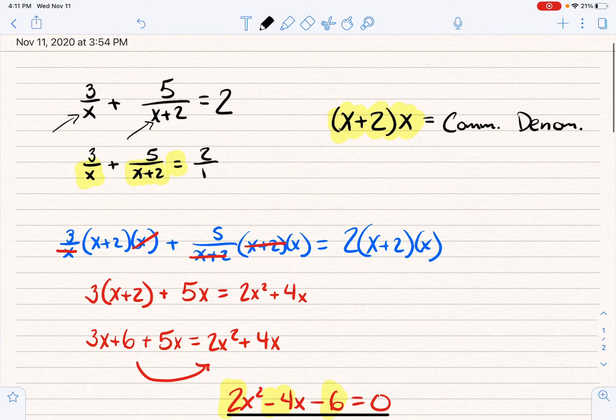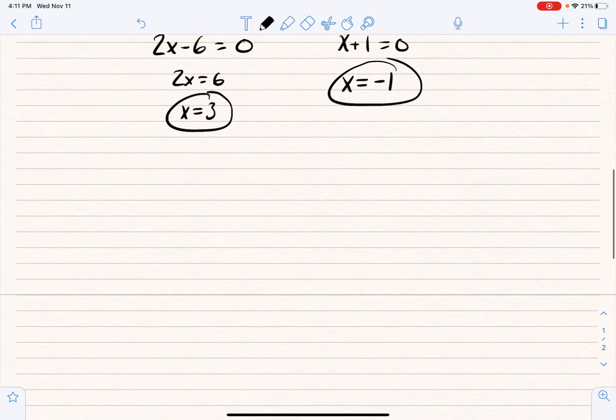Well, if I plug in a -1 at that first one, then I'd get -3. If I plug in a -1 at the second one, -1 plus 2 is 1. 5 over 1 is 5. So I'd have -3 plus 5. Again, that's equal to 2. So both of these answers are acceptable and good.